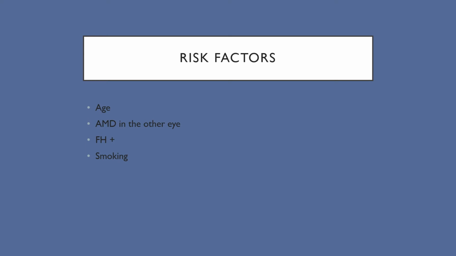So what will your patient look like? Let's look at the main risk factors. As the name suggests, it is a disease of the elderly, so age is obviously one of them. AMD in the other eye, a positive family history, and smoking are also strong risk factors.